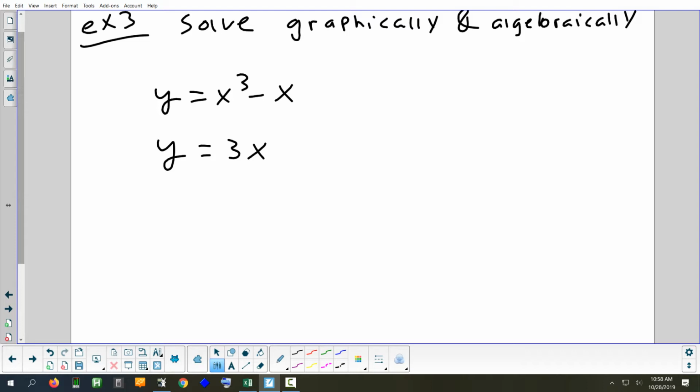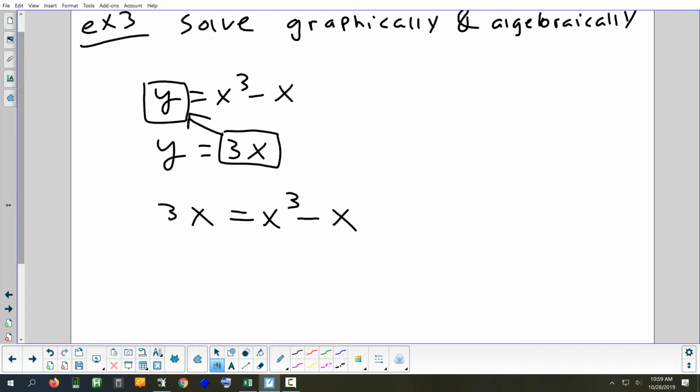Now, the top equation is equal to y. The bottom equation is equal to y. Does anyone remember the name of the method you can use here? It's not elimination, but it's another method. Yep. Substitution. Substitution. Take what y equals in the bottom and substitute it into the top. And let's see what we get. 3x equals x cubed minus x.